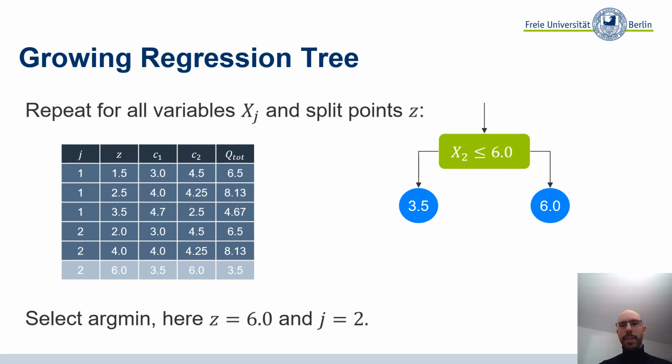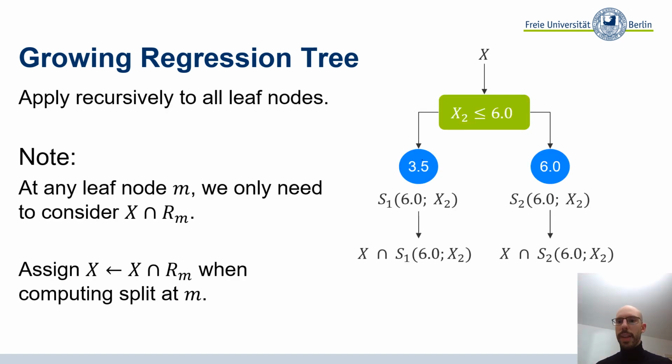So now that we have that, we already have the first prototype of our tree. So we have the first inner node where we have a condition testing whether x2 is smaller or equal to 6.0, and then we have a left branch leading down to a leaf node with value C1 3.5 and a right branch leading down to a leaf node with prediction constant 6.0. So obviously a tree with just two leaf nodes is not going to be particularly good.